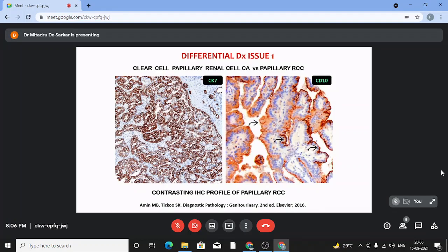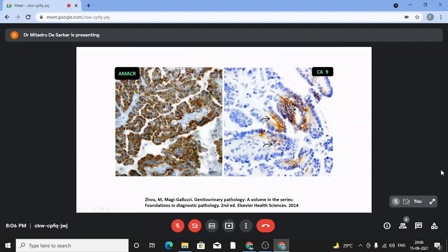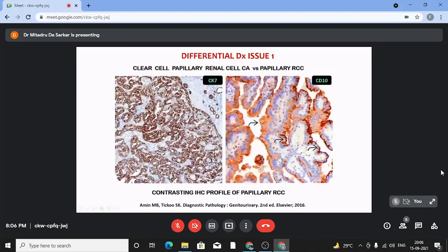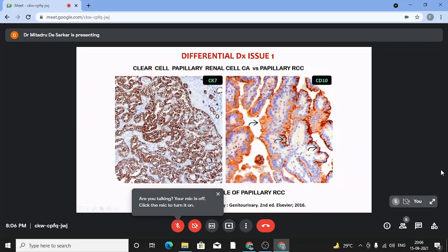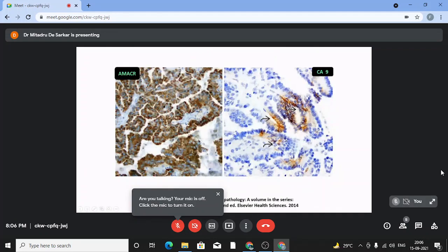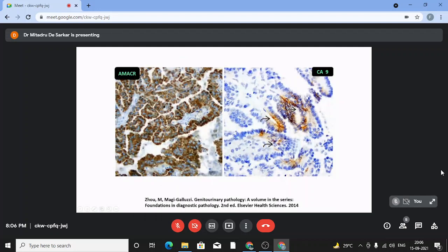In the case of papillary RCC, you will have a diffuse positivity for CK7, but you will not have a positivity for carbonic anhydrase 9. At most, you will have a focal patchy positivity. And if you do CD10, you will have a positivity towards the canalicular surface, an apical membrane kind of positivity. And the racemase AMACR, if you do, you see a diffuse positivity there.